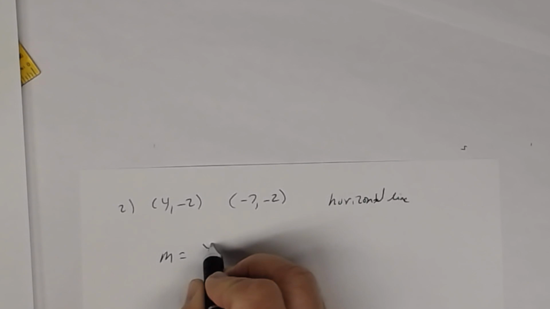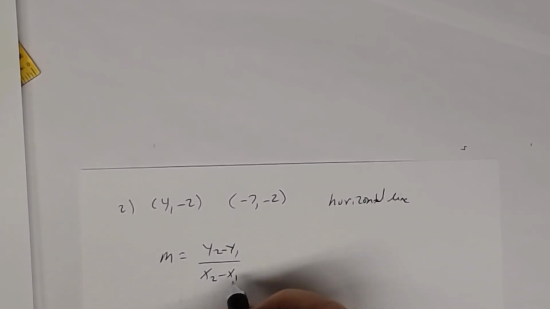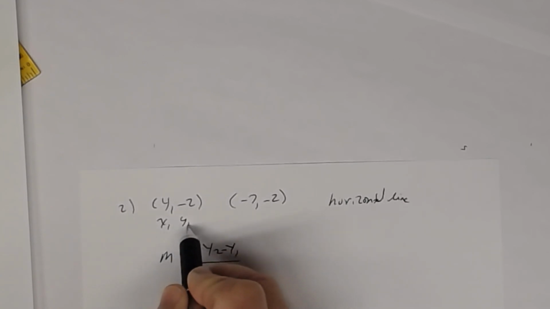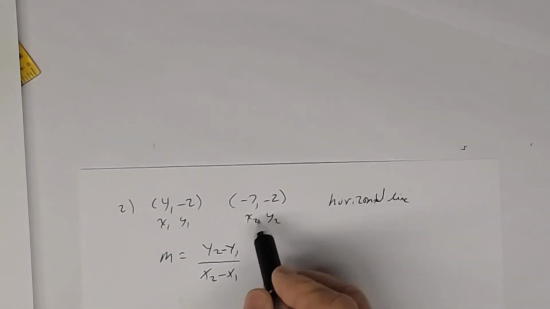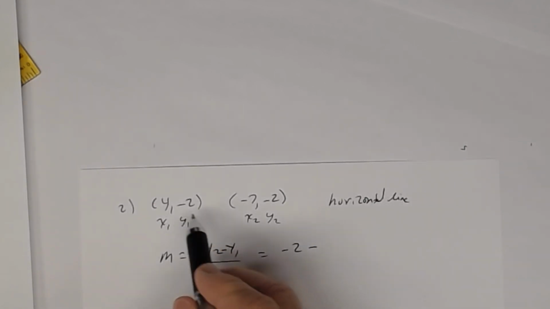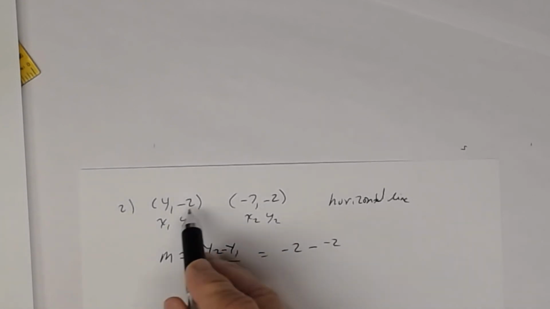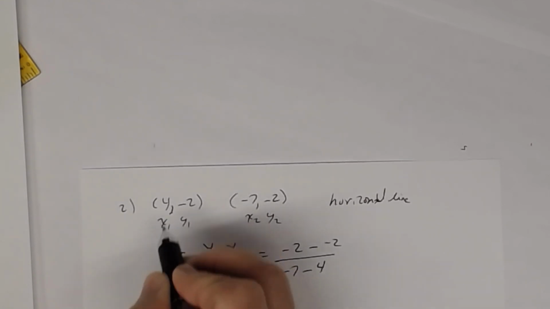All right, so using the slope formula, y2 minus y1 over x2 minus x1, let's call this x1, y1, x2, y2. In place of y2, I'm going to substitute -2, subtract y1, which is -2. Notice the y-coordinates are the same, right? Divided by x2, which is -7, subtract x1, which is 4.